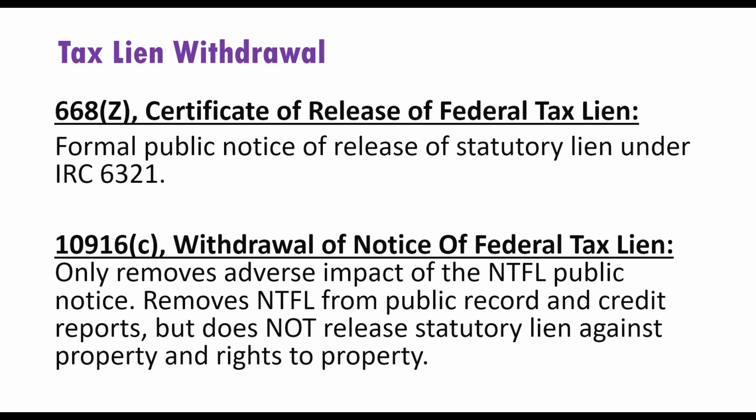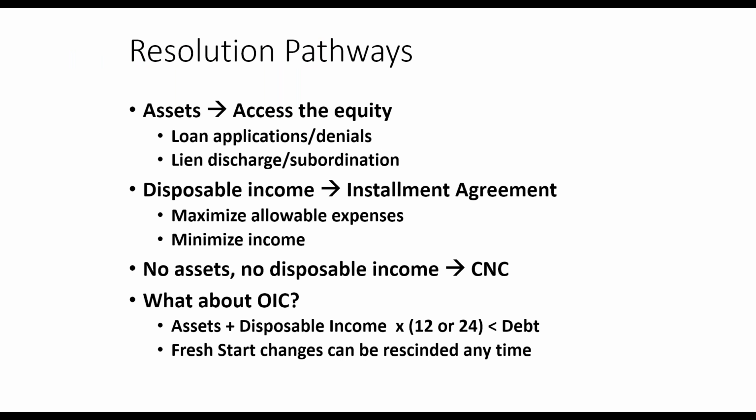To remove the adverse public impact of the NFTL, what you want is a Form 12277 from the IRS, which is a withdrawal. What this does is you send it to the credit bureaus, and they actually delete the tax lien entry from the credit report entirely. And that removes the entire adverse impact. And again, we cover lien withdrawal processes in our level 2 program.